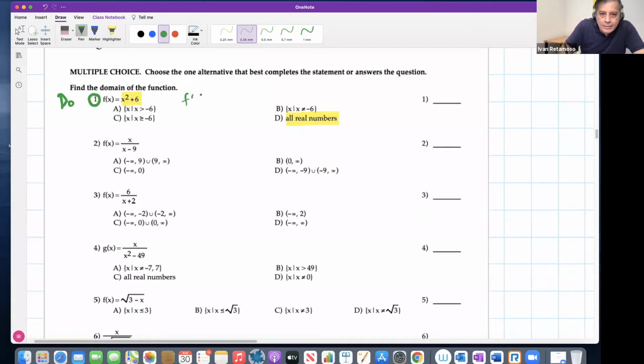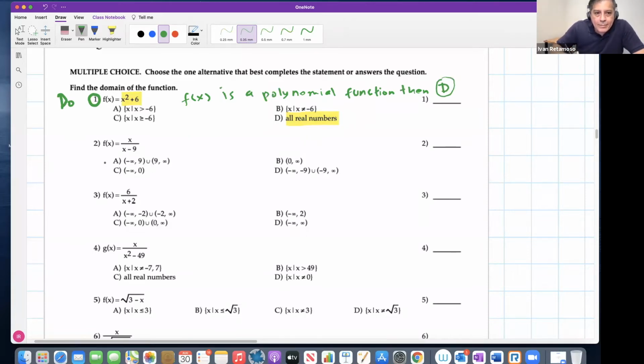We just said that as a property, if they give you a polynomial function, its domain is all real numbers. So this one, all real numbers, because this guy is a polynomial function. I'm gonna write a note here: if f of x is a polynomial function, then the domain is immediately all real numbers.